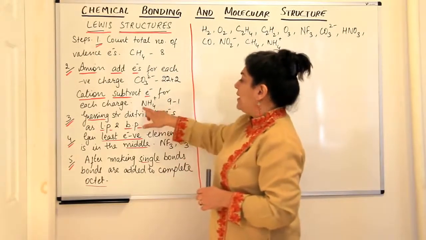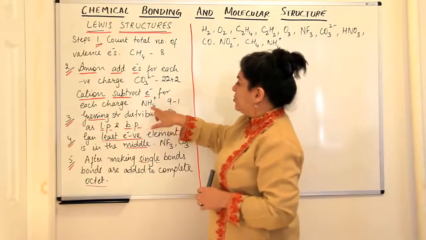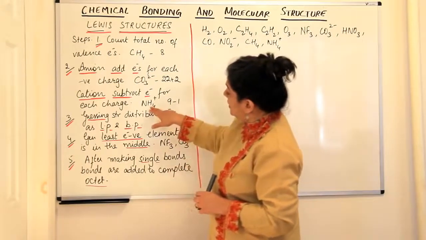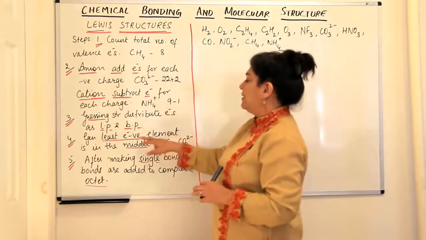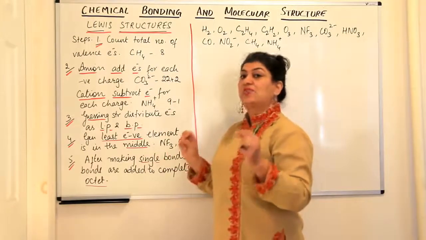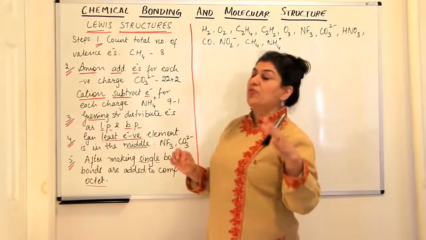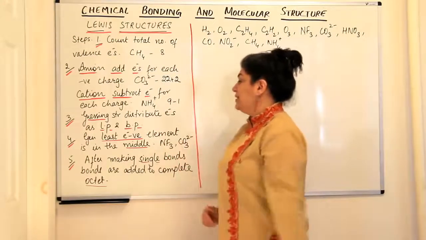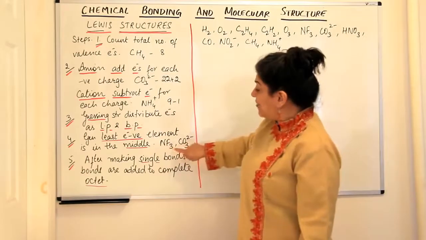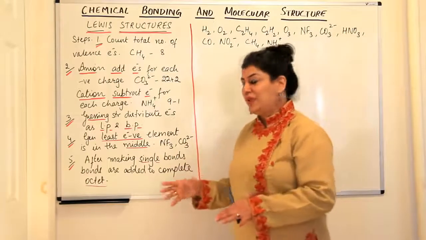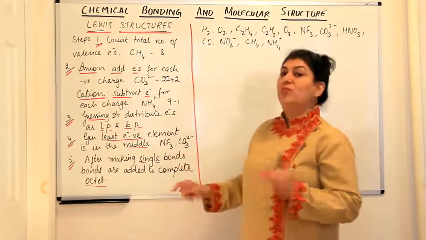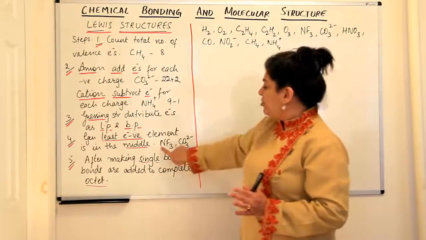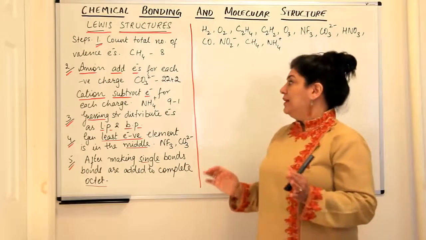In ammonium, nitrogen and hydrogen. So hydrogen is more electropositive. Anyway, generally it is the least electronegative or the most electropositive element that would be in the center. If you have NF3, fluorine is more electronegative than nitrogen. So nitrogen is least electronegative or more electropositive. So the electropositive element is usually in the middle.